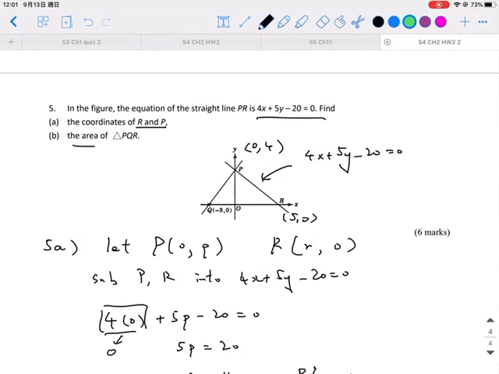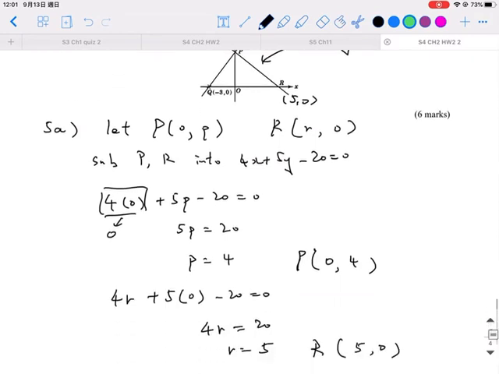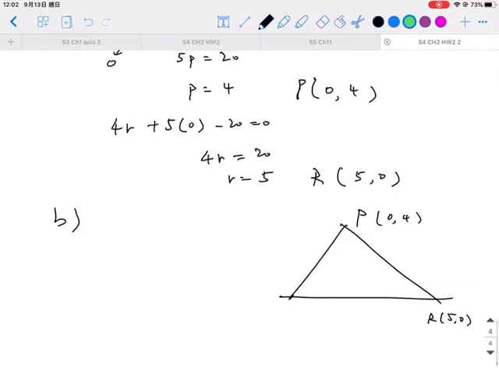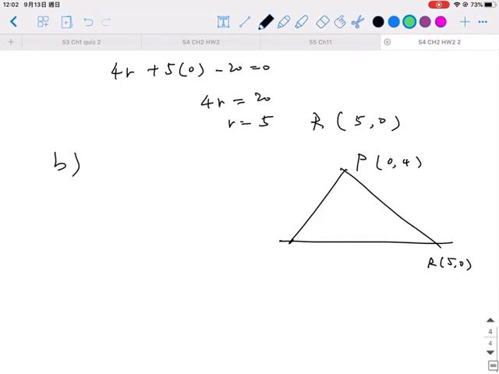So part B, the area of triangle PQR. I try to draw a graph for you. I have P here, which is 0, 4, and R is 5, 0. And Q is negative 3, 0, right? So the base will become 5 minus negative 3, it should be 8 units. Then how about the height? This is the height of the triangle, from the ground it is about 4 units. So it's easy to find the area.